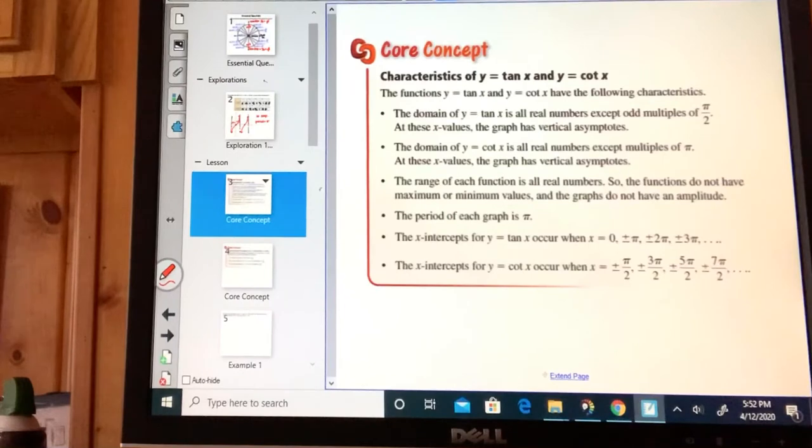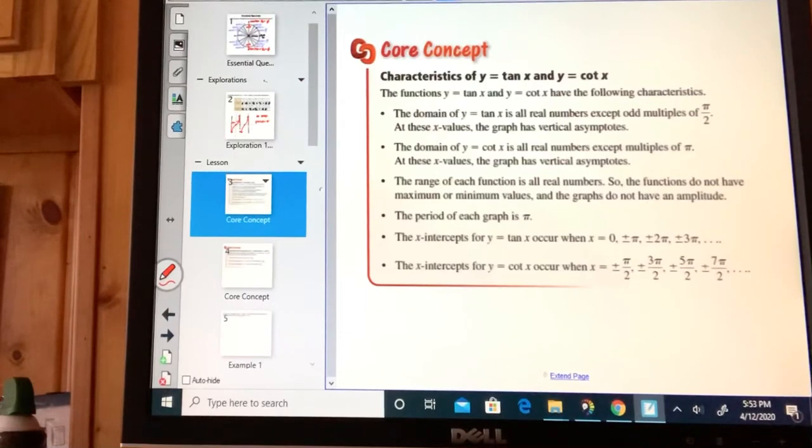Okay. The domain for cotangent, again, is just a little different. It would be where all of the zeros are on tangent. So that actually happens at pi's. So pi, 2 pi, 3 pi. Those would be your asymptotes for cotangent. Now the range is all real numbers. So since we have a range that goes from infinity to negative infinity, we don't have an amplitude. But the period for each is pi.